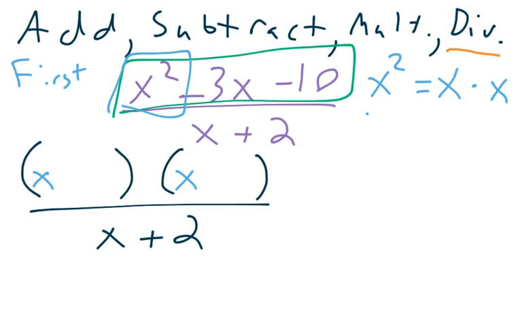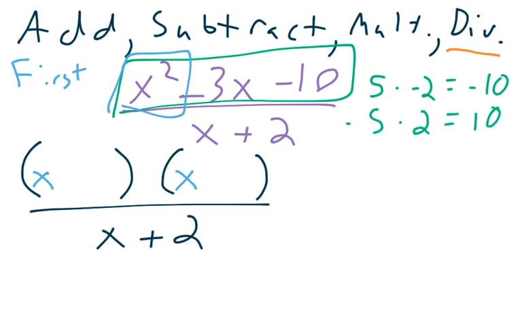But then I've also got to think about this negative 10. What can I multiply together to get a negative 10? Well, I can do 5 times negative 2. I can do negative 5 times positive 2. I can do negative 10 times positive 1. Or I can do positive 10 times negative 1.